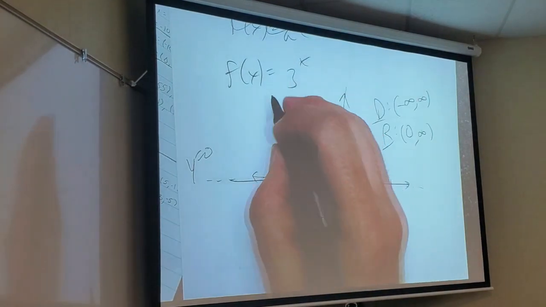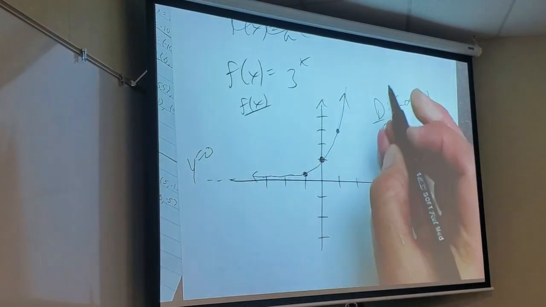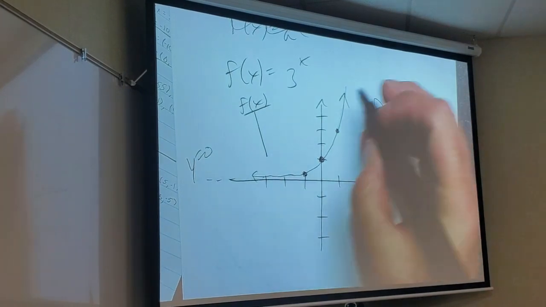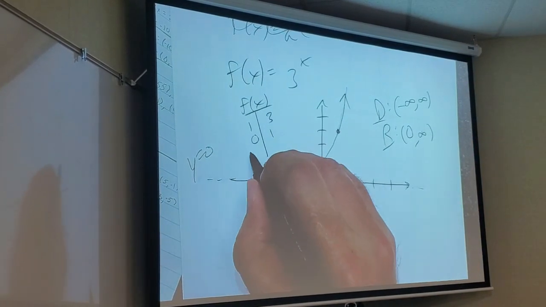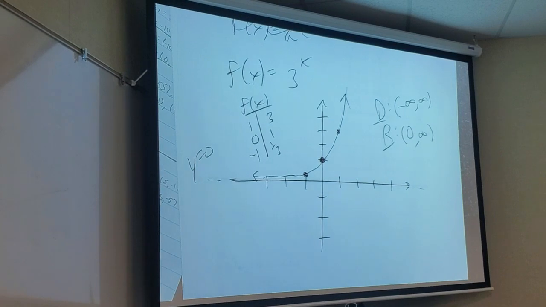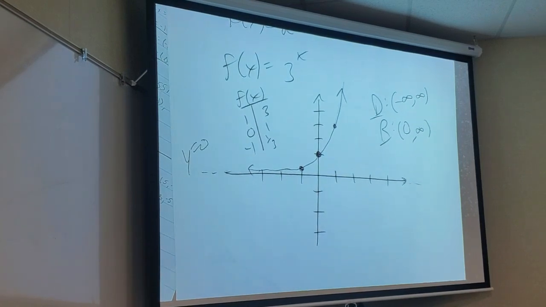So I'll just do this for you. The original function goes through 1, 3, 0, 1, negative 1, 1/3. So you should be able to figure out what the inverse function does, right?